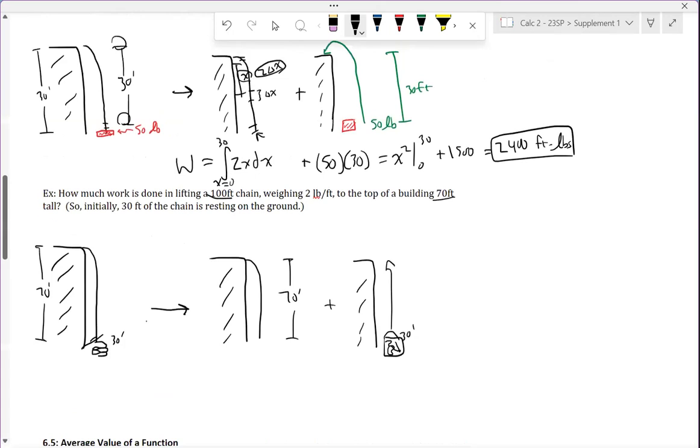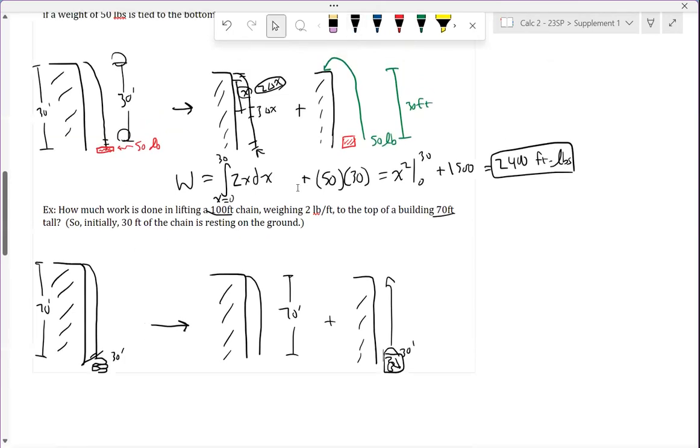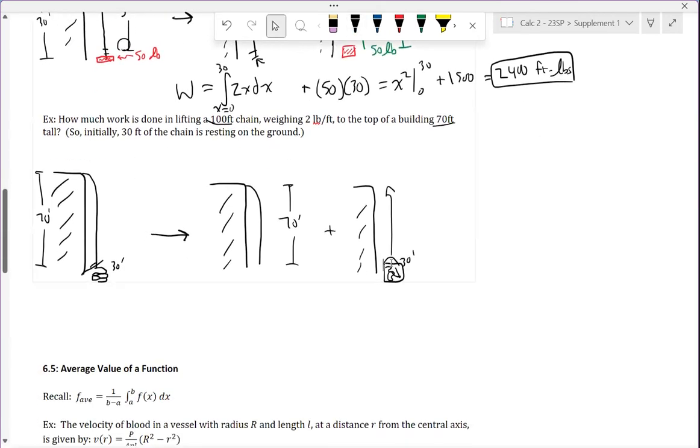So we can see that this is really the same problem as above. We have a weight that needs to move a constant distance, and then we have a weight in some sense that needs to move, certain parts of it need to move a further distance than other parts.